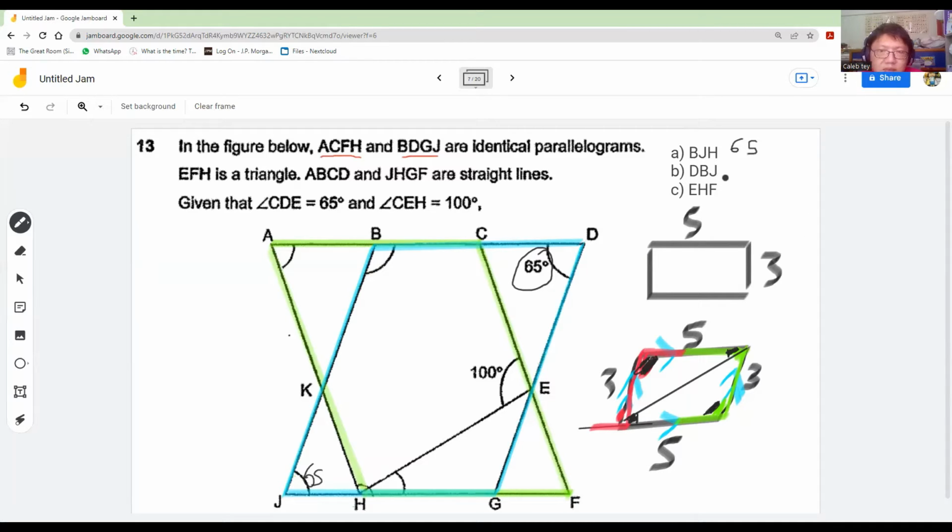The second thing we need to find is DBJ. DBJ is this angle here. Well, remember I said about the C shape, the one that's in green. So 180 minus 65 should get 115. And that's the answer for this.